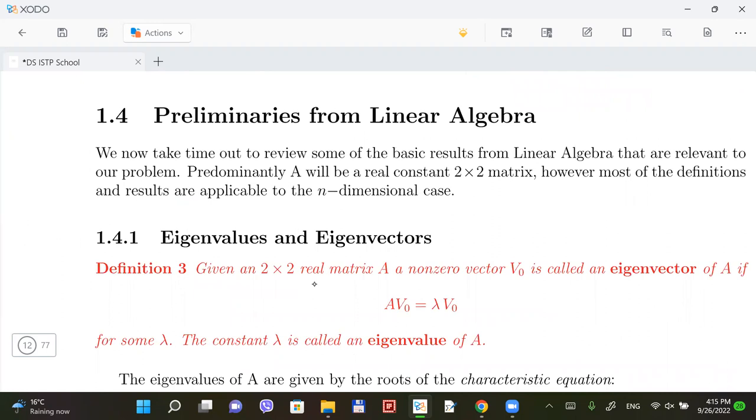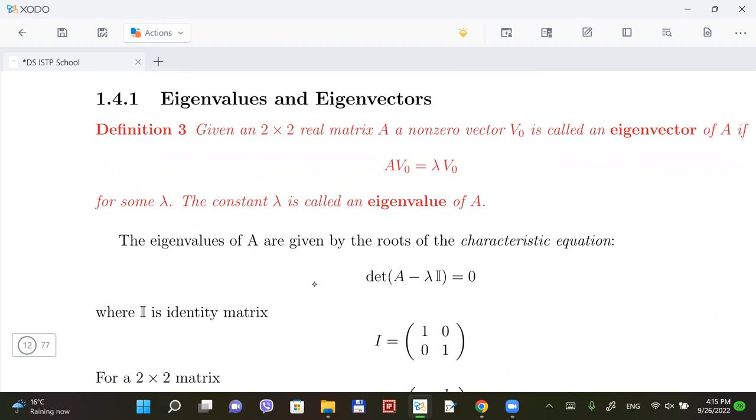As I said, I put just the basic tools that I will use, but you will tell me, can I go faster? Actually we use eigenvalues and eigenvectors. You know, the non-zero vector, which is called an eigenvector, is the vector satisfying this equation. Of course, this definition also applies to higher dimensions, but here, as I said, we are working in the plane, so we want the definitions for the 2 times 2 matrix.